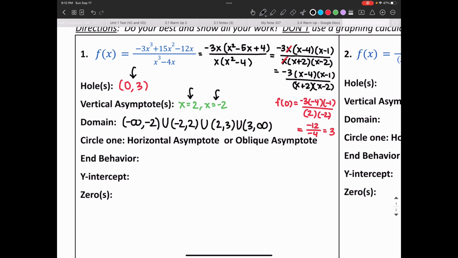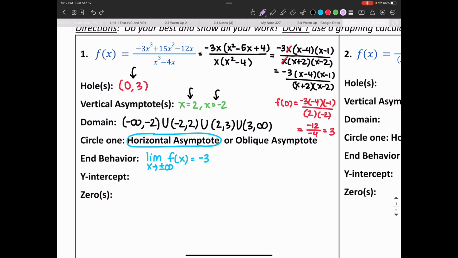Then I want to circle if this is a horizontal asymptote or an oblique asymptote. I compare the numerator power to the denominator power, or the highest power in the numerator and denominator, and they're the same, which means I have a horizontal asymptote, and that horizontal asymptote is going to be y equals a over b. So negative 3 over 1, which gives me negative 3, and that's describing the end behavior. So I know the limit as x goes to positive or negative infinity of f of x is equal to negative 3.